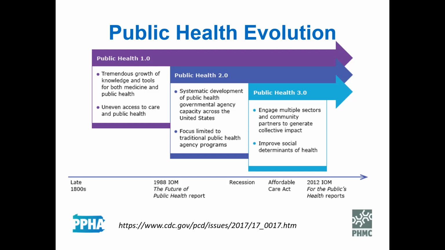The framework includes a strong local public health infrastructure with stakeholders across multiple sectors working together to address the social determinants of health. Public Health 3.0 promotes the concept of shared accountability across community sectors. So that's the overarching concept. And now let's look at the Public Health 3.0 model in more detail.